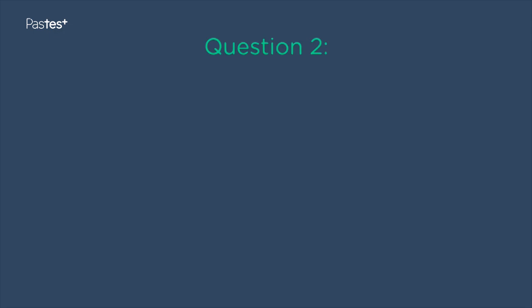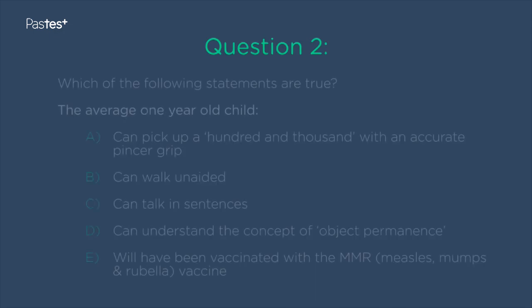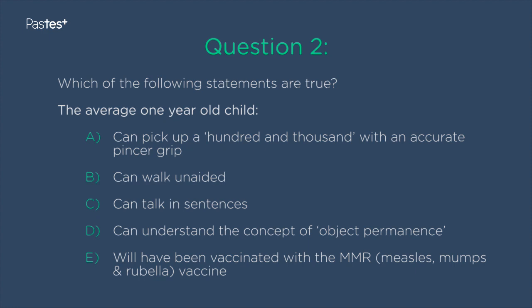Question 2. This is a similar question. The average 1-year-old child, A, can pick up 100s and 1000s with an accurate pincer grasp, B, can walk unaided, C, can talk in sentences, D, can understand the concept of object permanence, E, will have been vaccinated with the MMR, that's the measles, mumps and rubella vaccine.